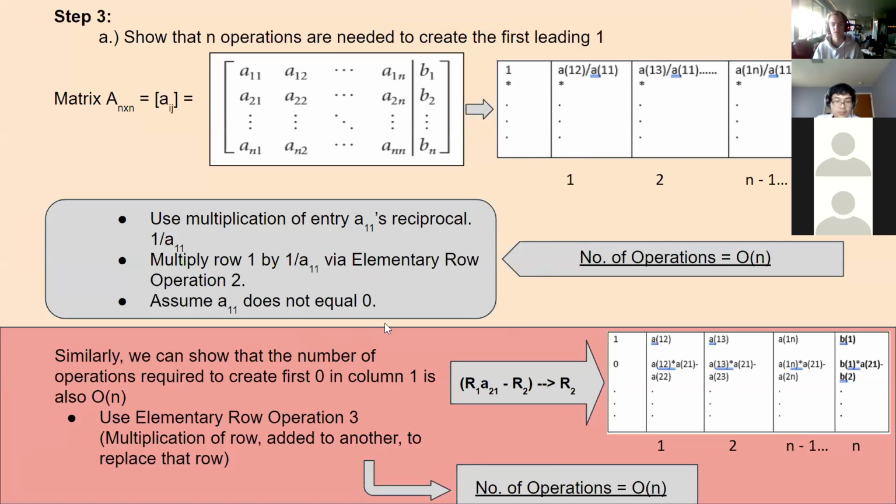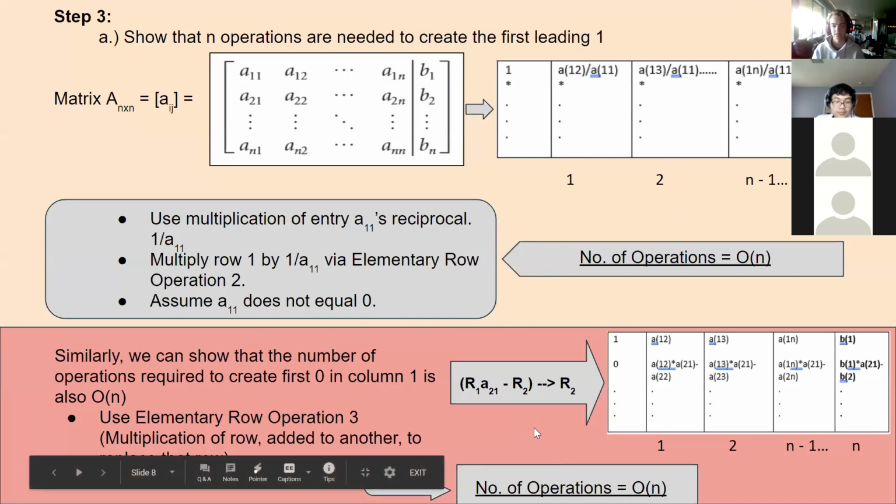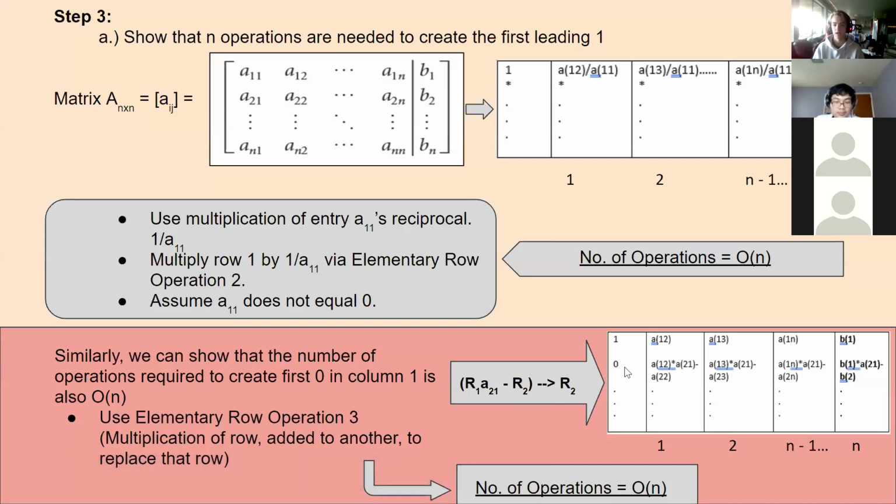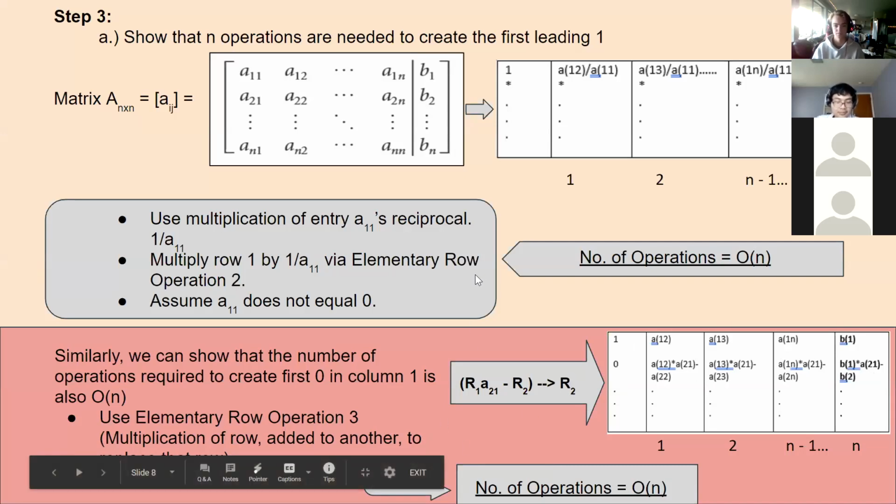Similarly, to create the first leading 0, we use elementary row operation 3, adding a multiple of one row to another to replace that row. As you can see, it has a similar number of steps to create the leading 0. And the rest in each column are just some other constants based on that row operation.